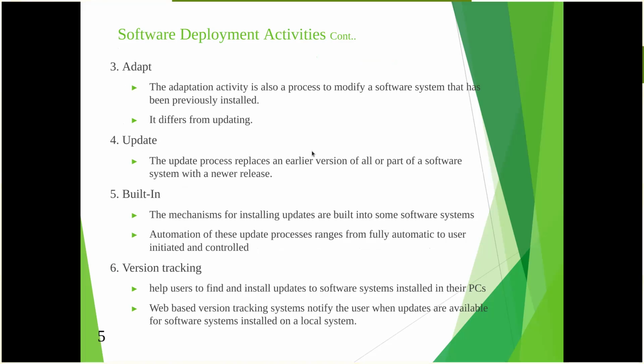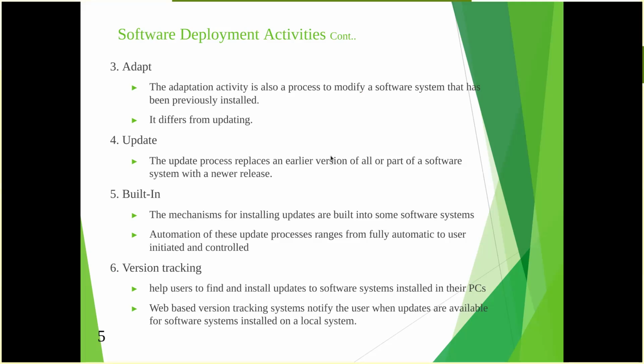In software deployment, activities include adapt, update, and built-in version tracking. Adapt: when you install the software, some programs may have faults and errors. The software company will correct those things and release updates as patches.